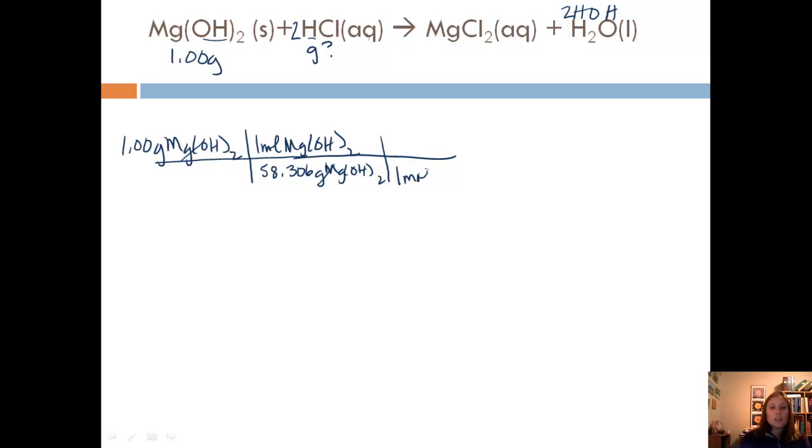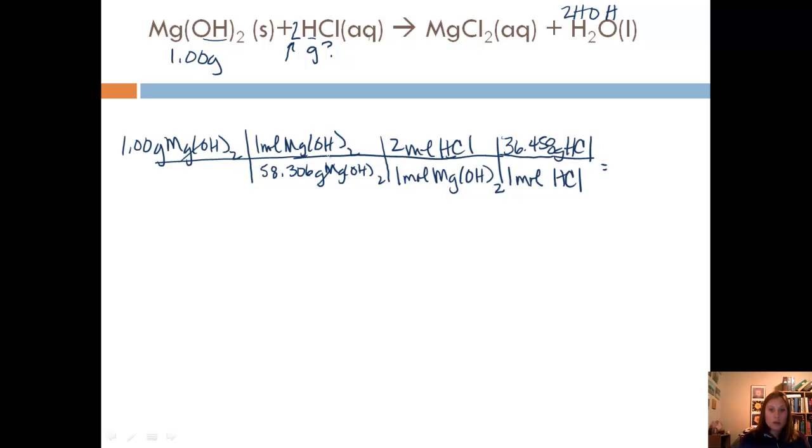Well, from the balanced chemical equation, I can see that for every 1 mole of magnesium hydroxide, there are 2 moles of hydrochloric acid. And so now we're in moles of hydrochloric acid, so now we're going to use molar mass to get to grams. So for every 1 mole of HCl, oh, I forgot the molar mass of hydrochloric acid, 35.45 plus 1.008, 36.458. Okay, so we went from grams to moles, mole ratio, moles to grams. So now let's just calculate.